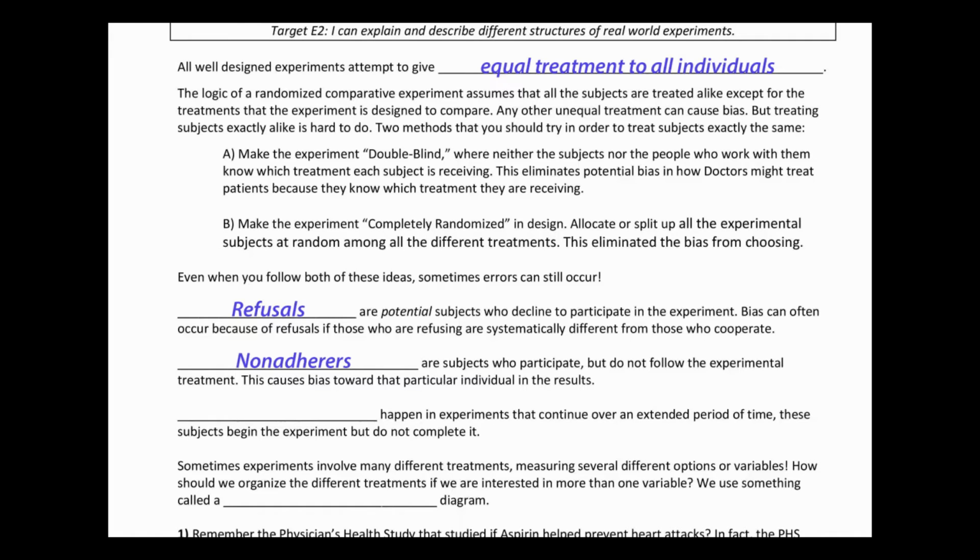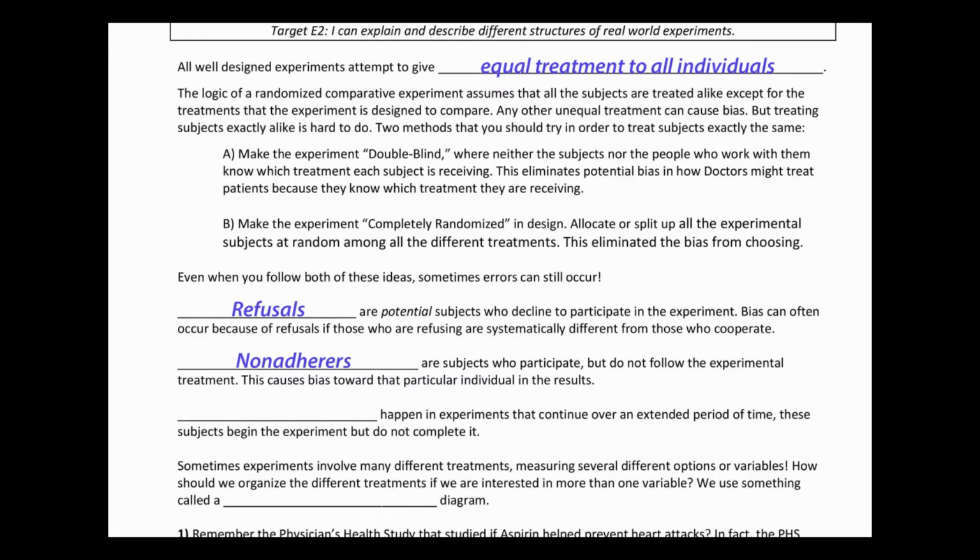This causes bias towards that particular individual and the results. So if they're being told to do something and they are not, if in the end their data looks different, it might be because of that choice. And we don't want that. We want everybody to get as similar of an experience as everyone else.